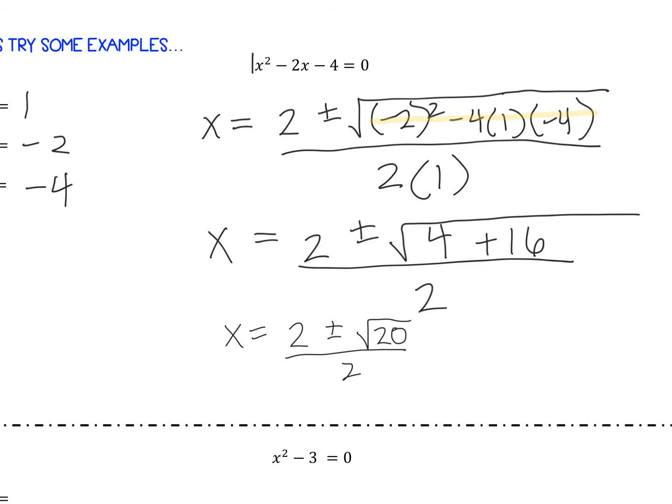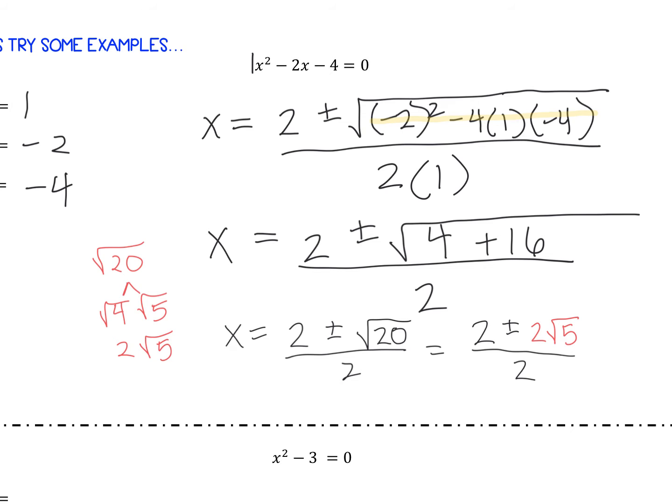And let's do some side work. We know that 20 contains a perfect square factor of 4. It goes in 5 times. Thus that simplifies to 2 radical 5. So let's replace that where we had radical 20.